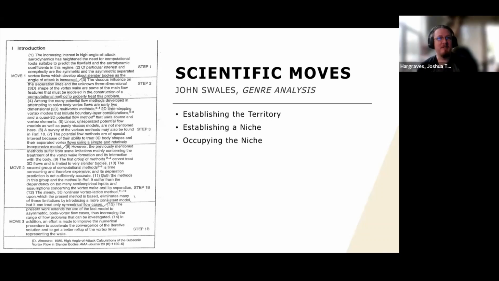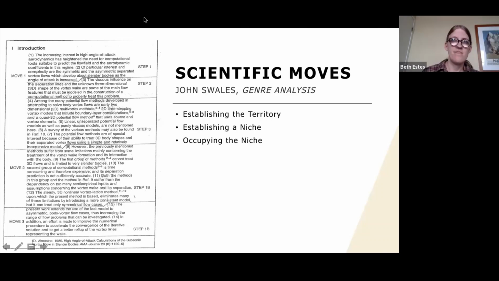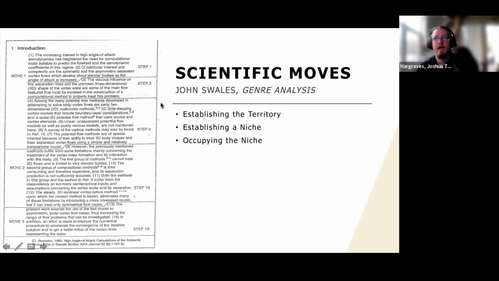Yeah, I'll volunteer to read that first part. So just move 1. Yes. So the increasing interest in high angle of attack aerodynamics has heightened the need for computational tools suitable to predict the flow field of the aerodynamic coefficients in this regime. Of particular interest and complexity are the symmetric and the asymmetric separated vortex flows, which develop out slender bodies as the angle of attack is increased.